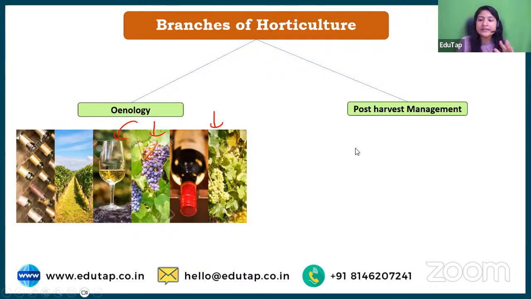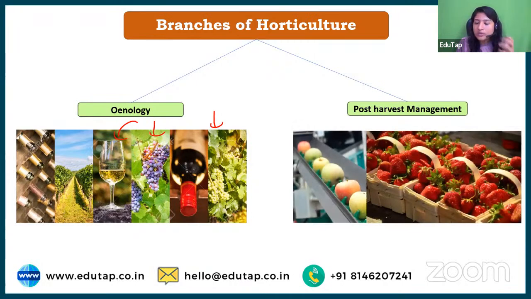ठीक है, horticulture की एक और branch है, that is your post harvest management. What is harvest basically? ठीक है, harvesting is that stage when your plant is properly matured, whatever grains or produce is being generated from that plant is fully matured, or at the stage which you want. ठीक है, now you have cut that. This process is known as harvesting.